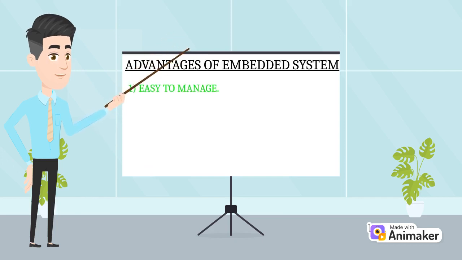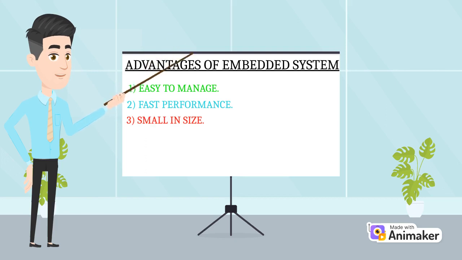1. Easy to manage. Embedded systems meant for general use are easy to manage. 2. Fast performance. The performance of an embedded system depends on various factors. Developers must fulfill non-functional requirements like execution time, energy consumption, and memory capacity to optimize a system's performance.